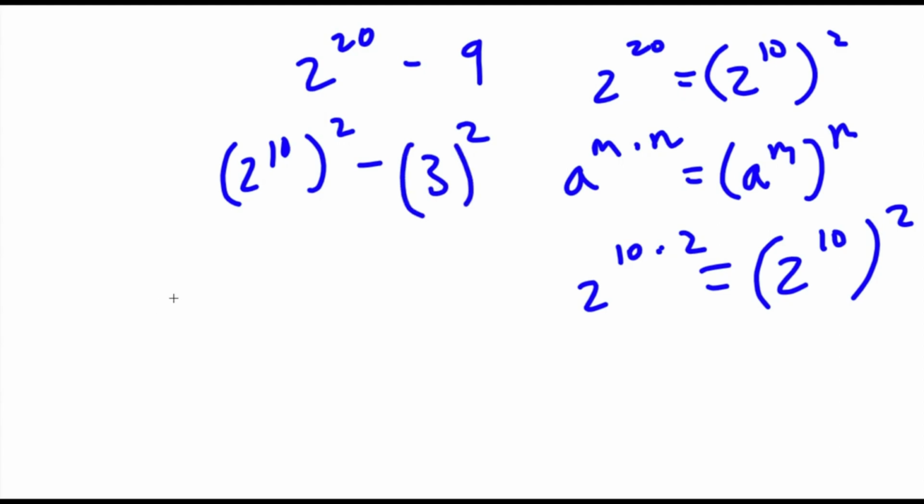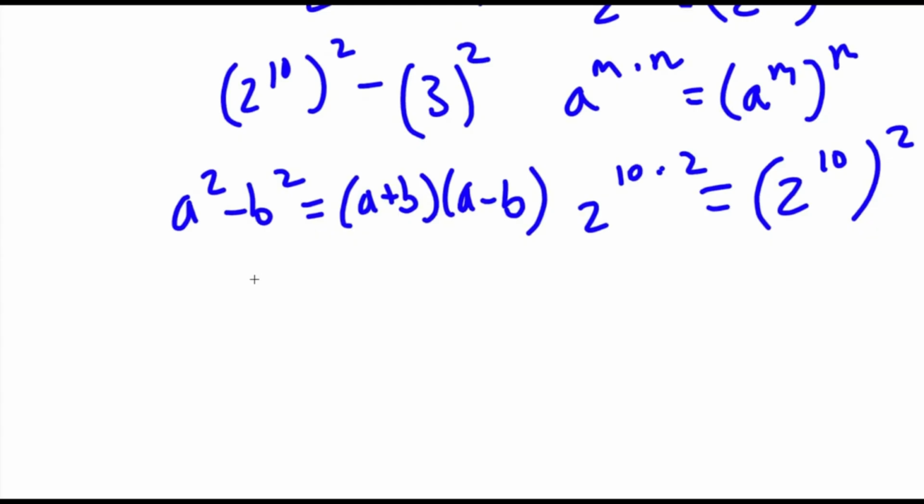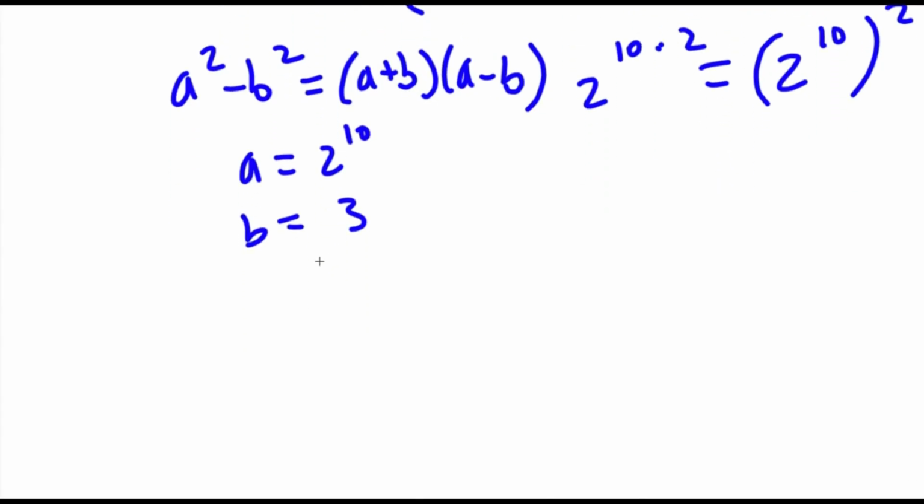Now, if I have something in the form a squared minus b squared, this is equal to a plus b times a minus b. So in this case, a is equal to 2 to the power of 10, and b is equal to 3. So now I have 2 to the power of 10 plus 3 times 2 to the power of 10 minus 3.